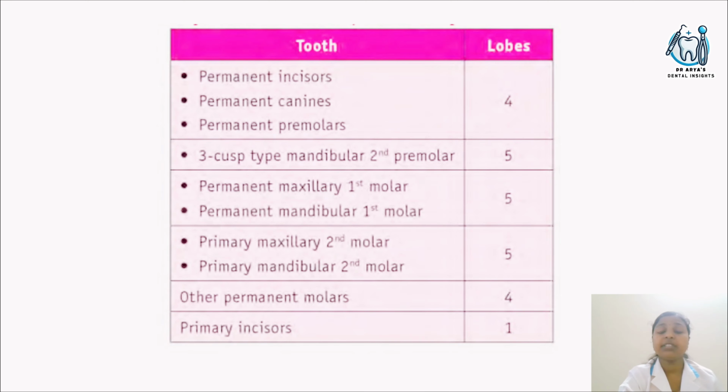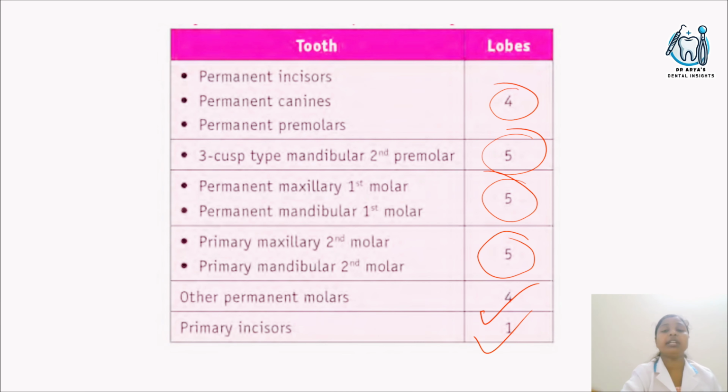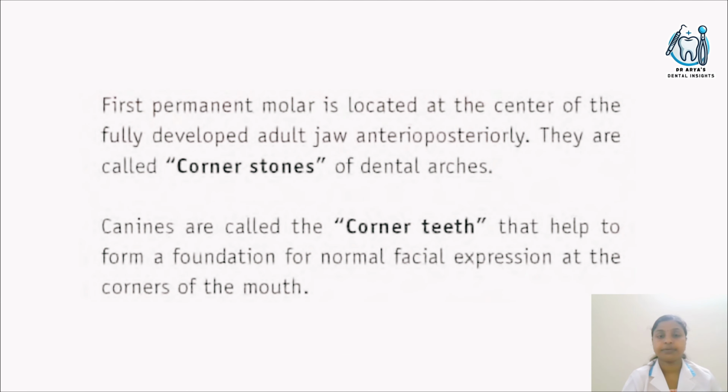How many lobes are there for each tooth? For permanent incisors, canines and premolars, there are 4 lobes. For the 3 cusp type, that is the mandibular second premolar, it is 5. Permanent maxillary first molar is 5, and for mandibular first molar it is 5. And for primary maxillary second molar and primary mandibular second molar also 5. In other permanent molars it is 4, and for primary incisors only 1 lobe is there.